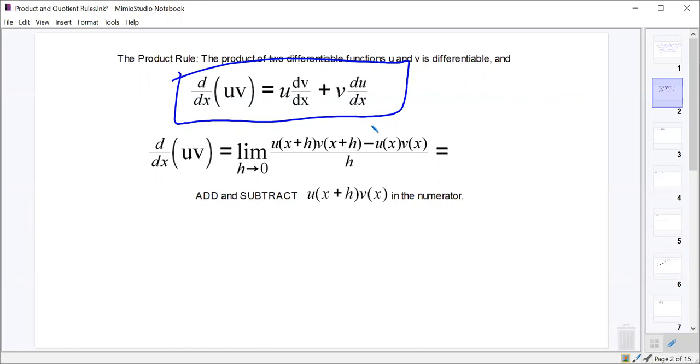So we are going to derive it by using the limit definition of the derivative. The limit definition says, take the function you're looking at, in our case u times v, and write it out as the limit as h approaches 0 of that function evaluated at x plus h, so u of x plus h, v of x plus h, minus that function evaluated at x, u of x, v of x, all over h. You guys agree that that's the limit of the difference quotient of this function, u times v?